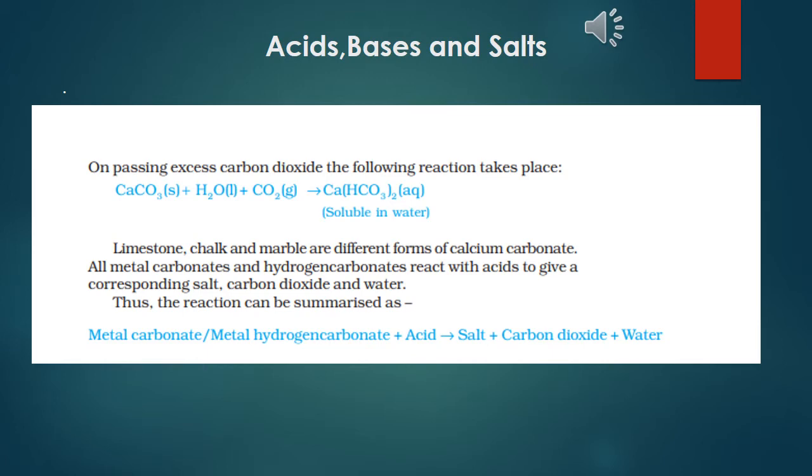All metal carbonates and hydrogen carbonates, meaning metal bicarbonates, react with acid and always give a salt. Here we have seen sodium chloride form in both reactions along with water and carbon dioxide. So remember, carbon dioxide will form in the reaction between metal carbonate and acid, and metal bicarbonate and acid. So we can summarize this reaction this way: metal carbonate or metal hydrogen carbonate both react with acid to form salt, carbon dioxide and water.